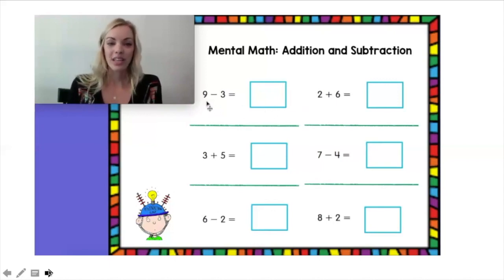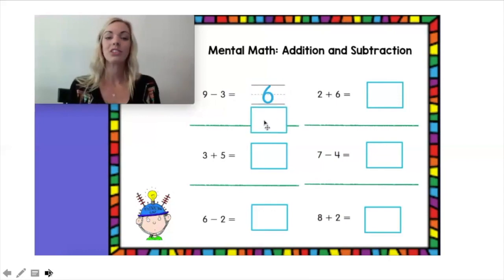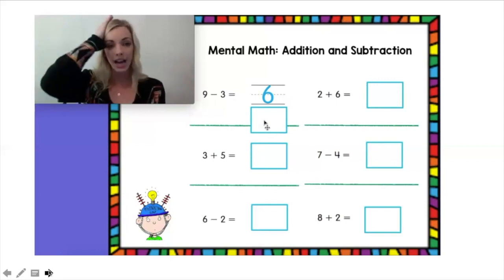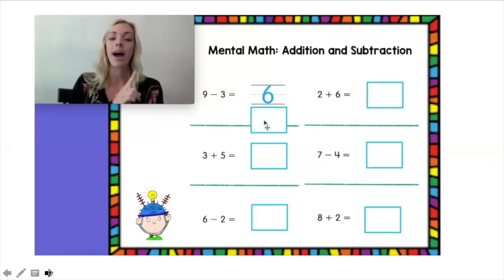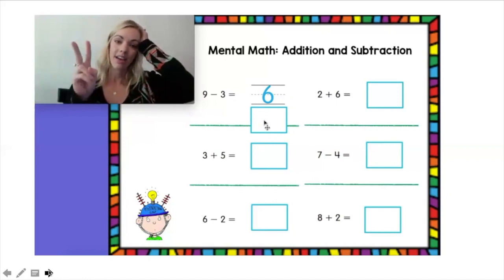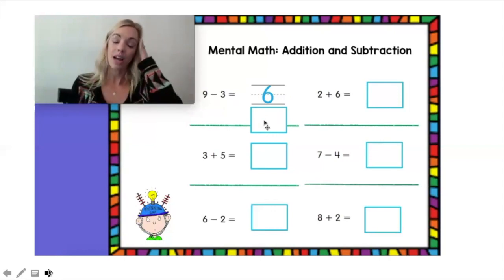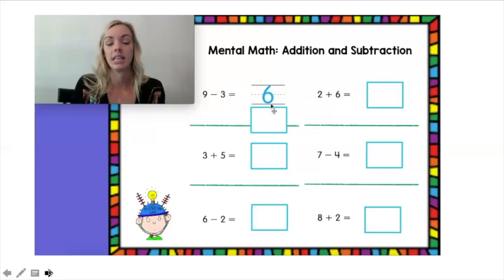So our first problem says 9 minus 3 equals 6. If you said 9 minus 3 equals 6, you're correct. Now you can hold 9 in your mind and count back 3 times. So we've got 9, 8, 7, 6. I counted back 3 times from 9. And that brought me to 6. That's a mental math strategy for subtraction, is to count back.